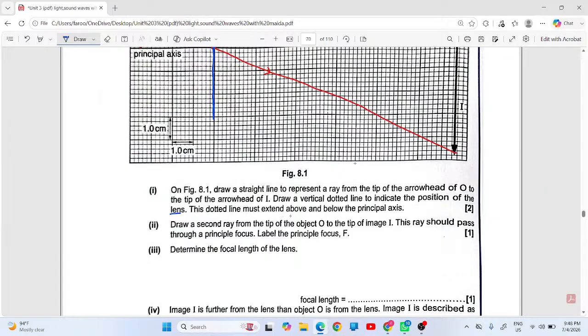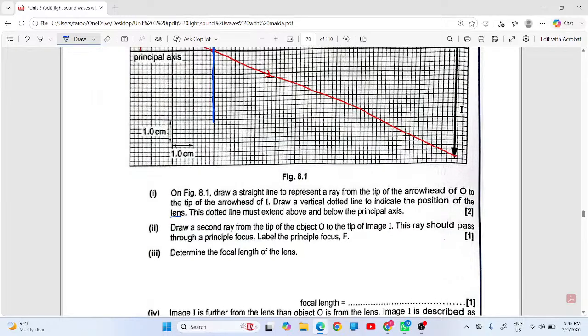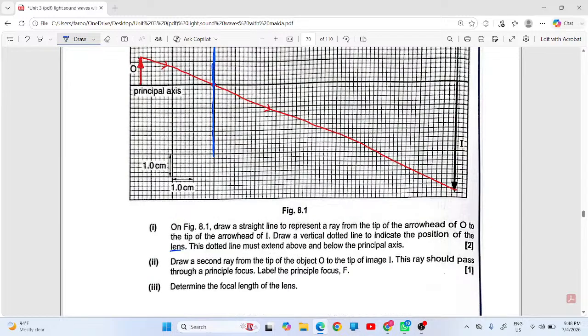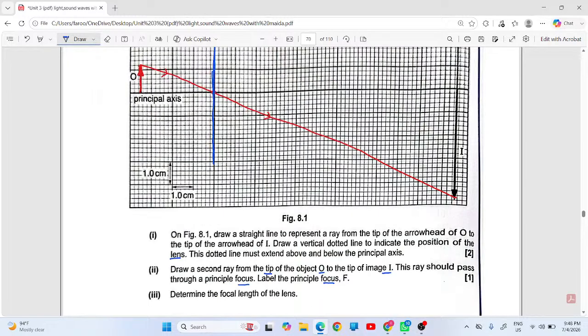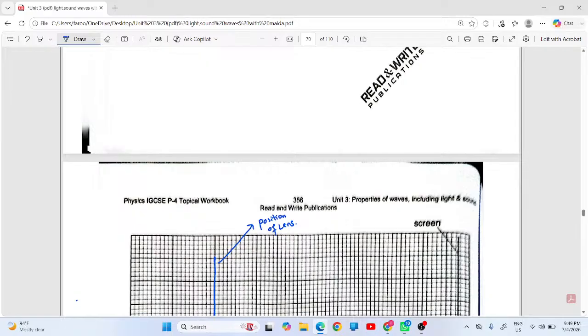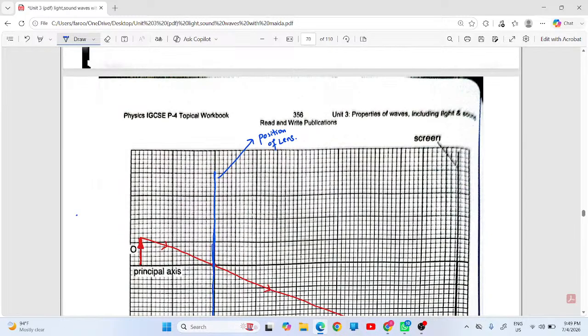You have to draw it as a dotted line. This dotted line must extend above and below the principal axis, meaning above and below the principal axis both. That is about the dotted line. Draw a second ray from the tip of the object O to the tip of the image I. This ray should pass through the principal focus. Label this principal focus.